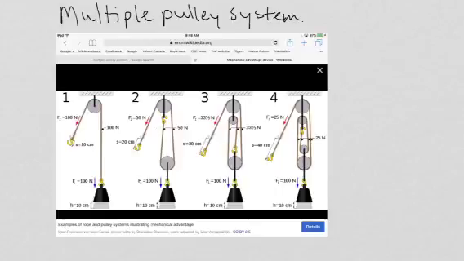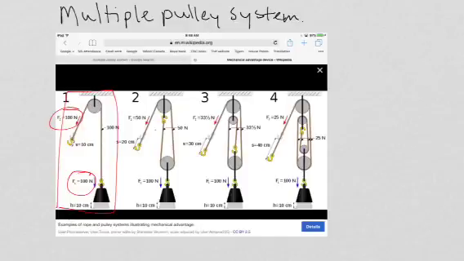The last of the types of pulleys, or pulley systems, I should say. So we've got our single fixed, our single movable, and here we've got a multiple pulley system. Now, the reason I really like this image is because it shows the progression of what happens when you add more and more pulleys. First off, we see this single fixed pulley, and we notice that the load force is 100 newtons. The effort force is 100 newtons. It does not lessen the effort.